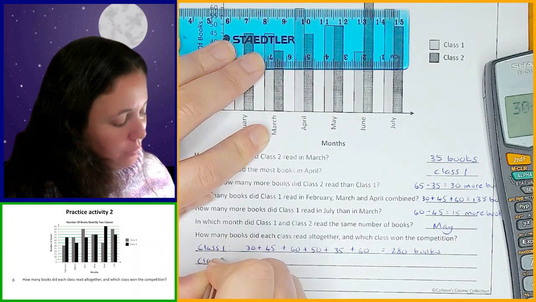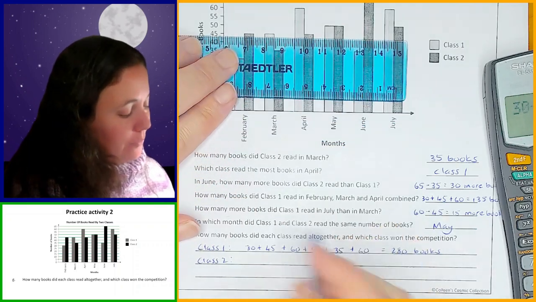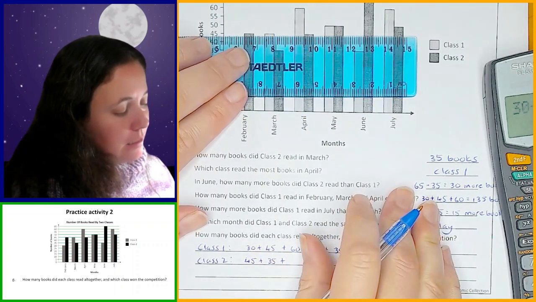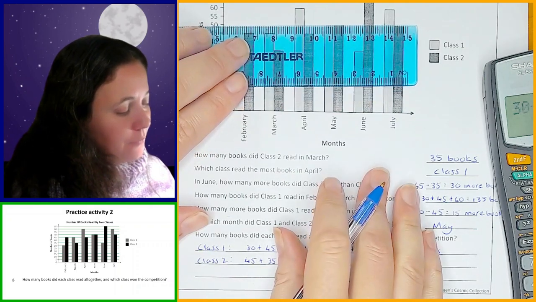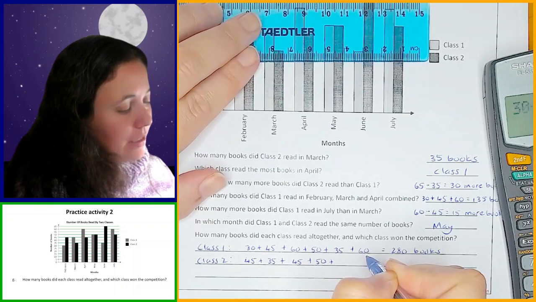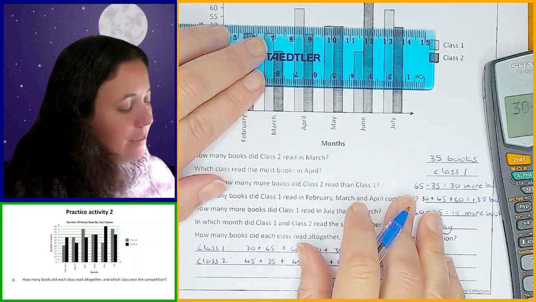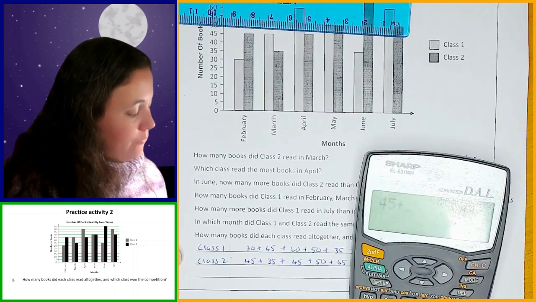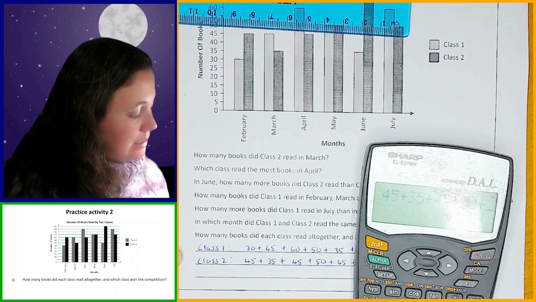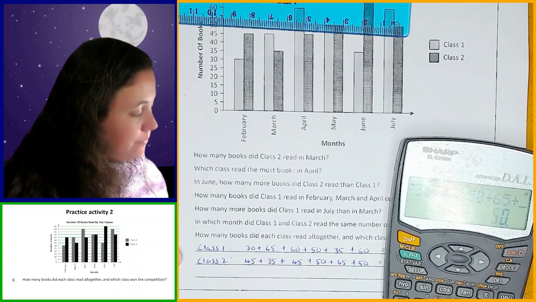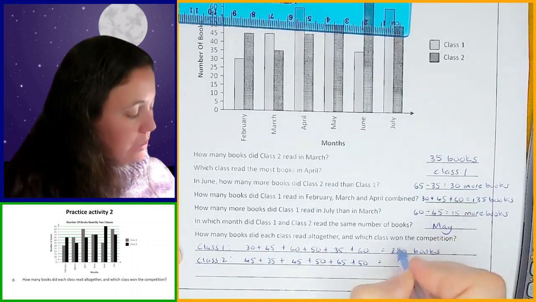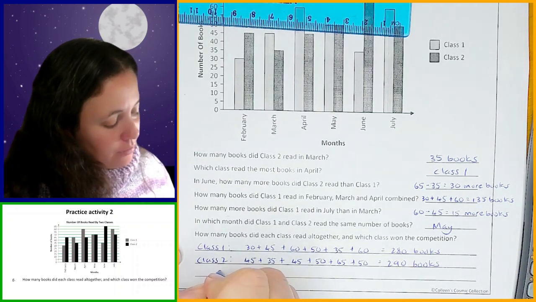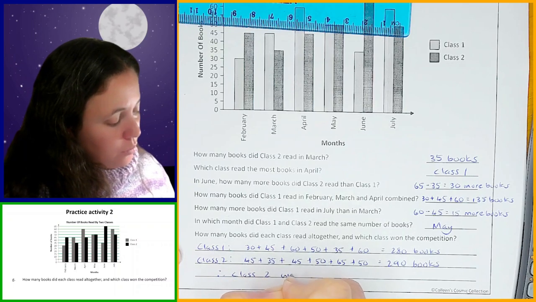Now let's have a look at Class 2. Class 2 started with 45 plus 35 plus 45 plus 50 plus, over here, 65, and then finally, over here, 50. If we add all of that up, we get 45 plus 35 plus 45 plus 50 plus 65 plus 50. And that gives us 290 books altogether. So because Class 2 read more books, they won the competition. Therefore, Class 2 won.